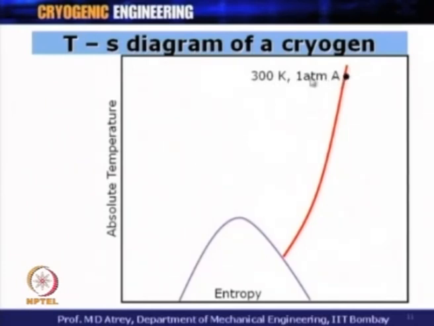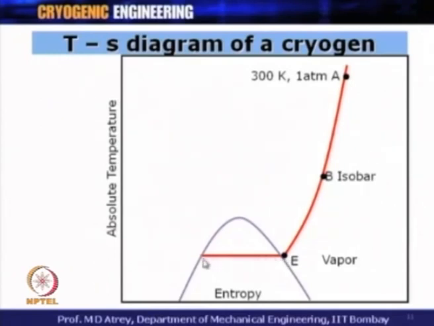So, if I go horizontally on this side, I will hit 300 Kelvin over here. You can see point A, point B and point E. Here I am basically reducing the temperature of a gas at 1 atmosphere pressure, reaching point B and then reaching point E, which is the saturated vapor line. So, you can see vapor on this side.